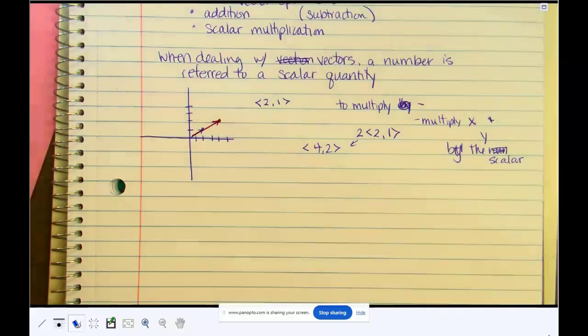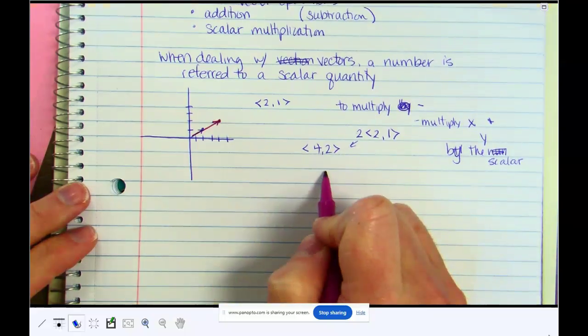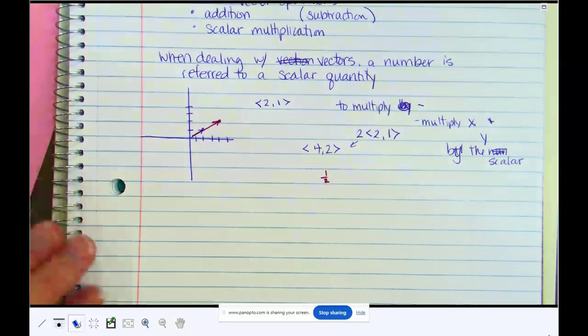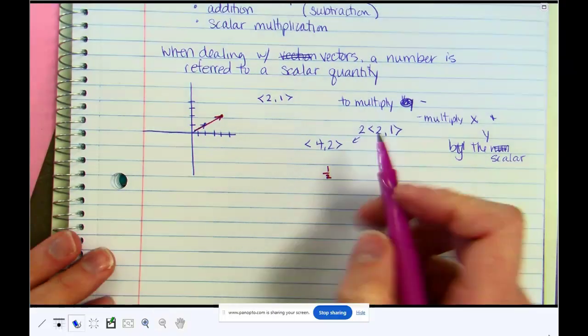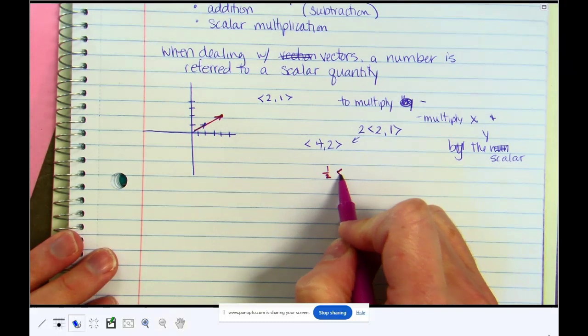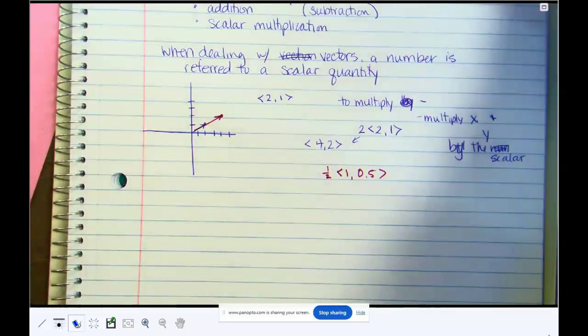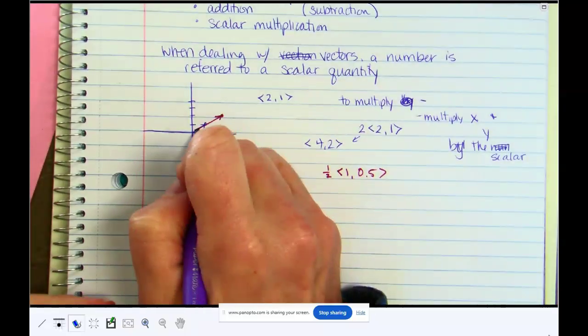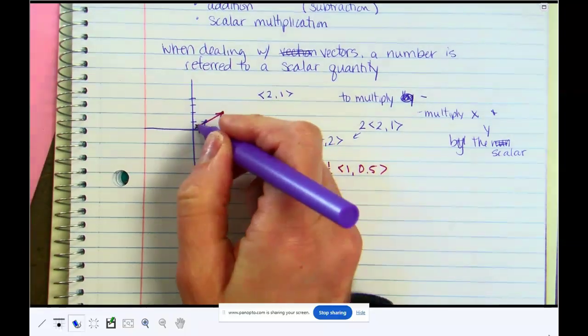I don't really want to put this on the same one. Let's say I multiplied by 1/2 was my scalar. Okay, if I multiplied by 1/2, what would it be? 1 and 0.5. So he would be on the same line as this. So it would be 1 and 0.5. It would be there. Okay, so there would be a teeny tiny vector there.